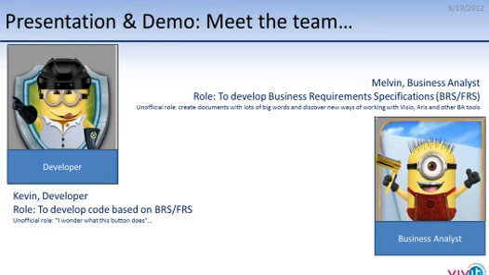Notice the fact that their names go very well hand in hand together, Kevin and Melvin, almost like the Three Stooges. Okay, so Melvin is our business analyst, and he is developing the business requirement specification and any other documentation that is required in the project.